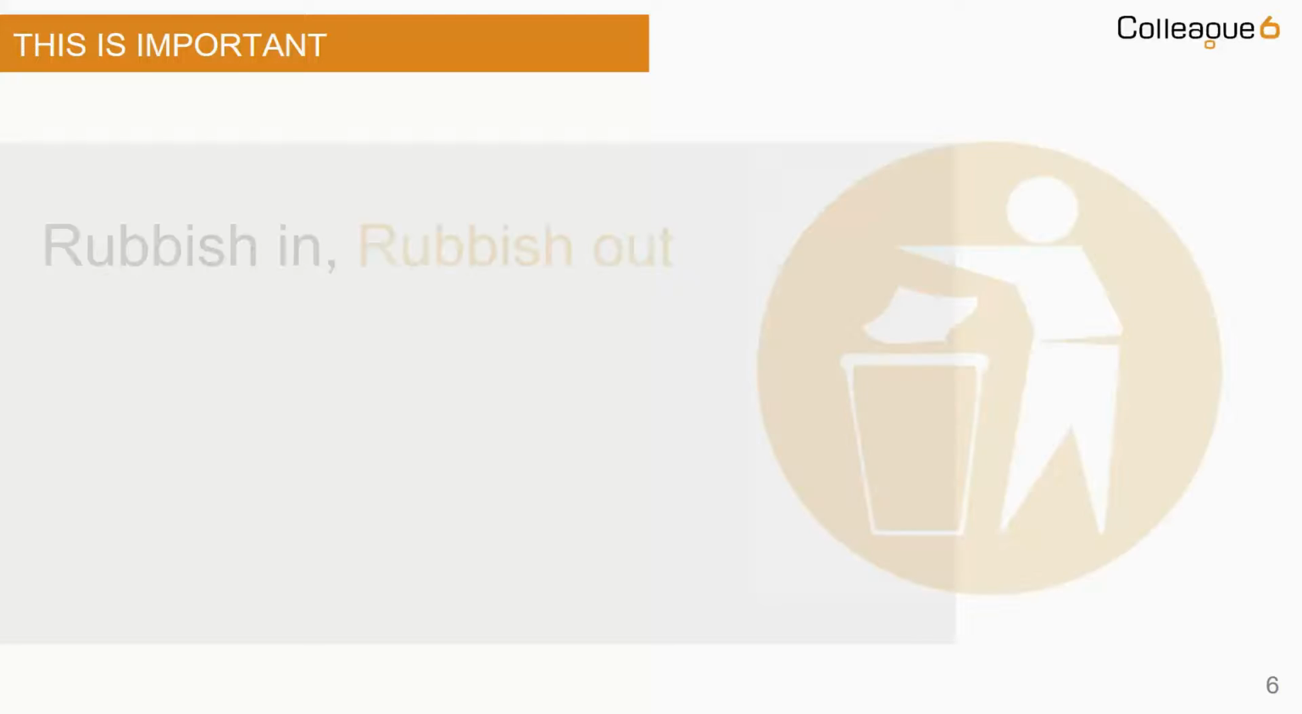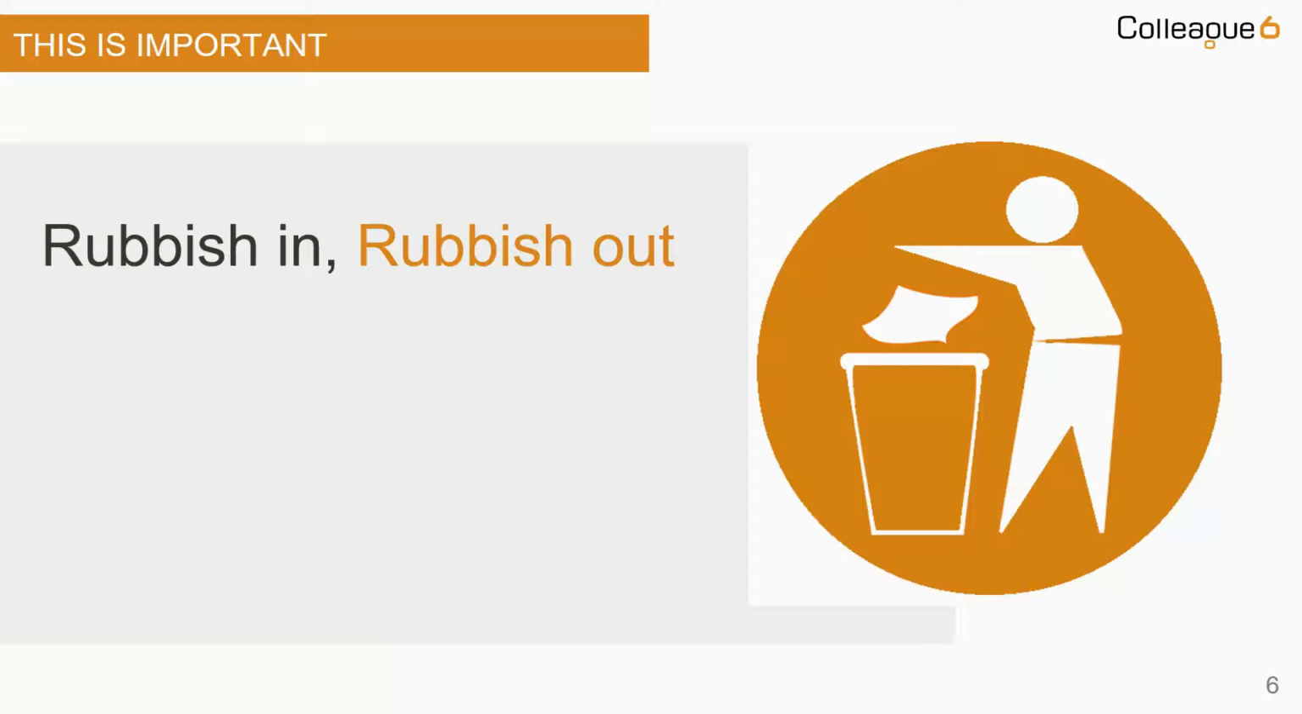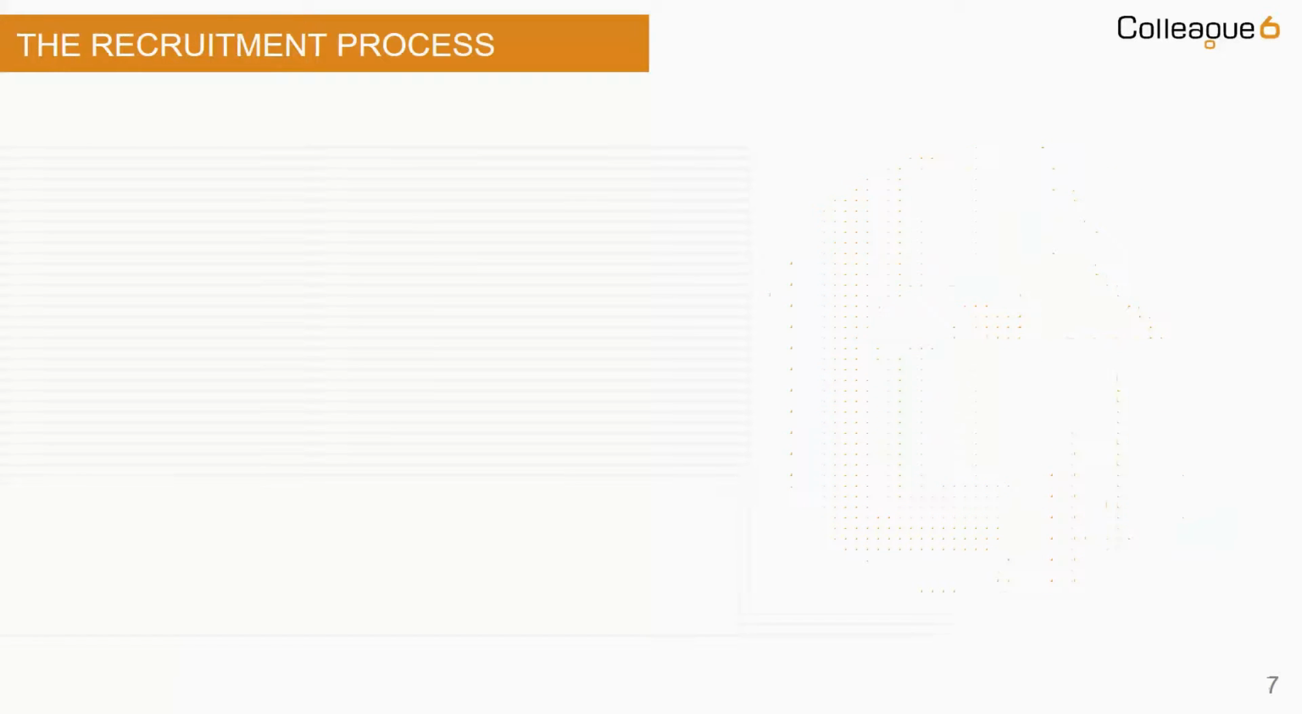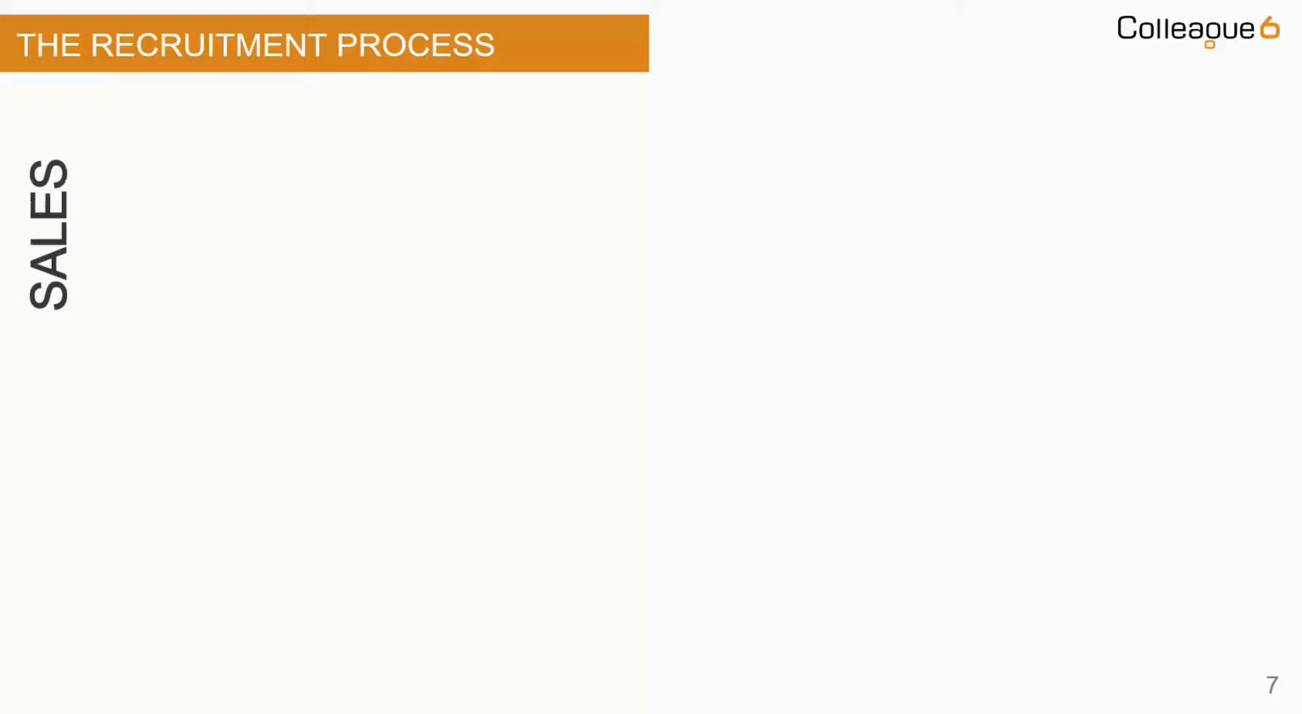There is a line that is often used with databases, and that is rubbish in, rubbish out. Poor housekeeping will have a knock-on effect to all areas of the system. As previously mentioned, what we're going to cover in this session is the recruitment process. We will break this down into two areas: sales and delivery.